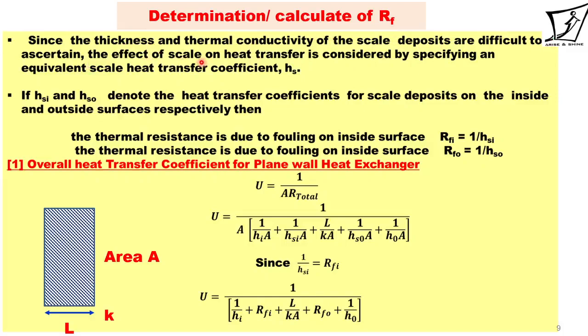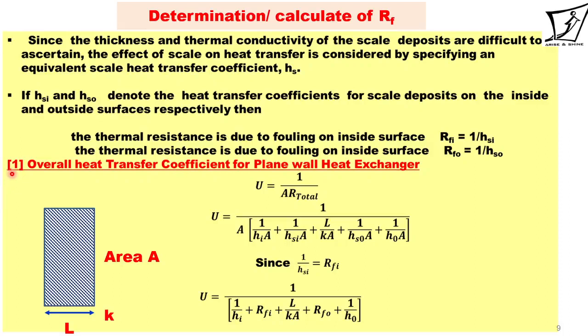So, the effect of scale and fouling on heat transfer is considered by specifying an equivalent scale heat transfer coefficient, h suffix s. If hsi and hso denote the heat transfer coefficients for the scale deposits on the inside and outside surfaces of the heat exchanger respectively, then the thermal resistance due to fouling on the inside surface is given by Rfi equal to 1 over hsi, and the thermal resistance due to fouling on the outside surface, Rfo, is equal to 1 over hso. So this way we can calculate thermal resistance, that is Rf is equal to 1 over hs.